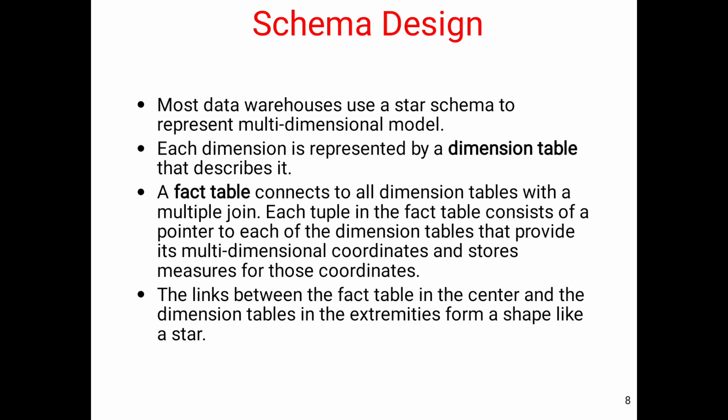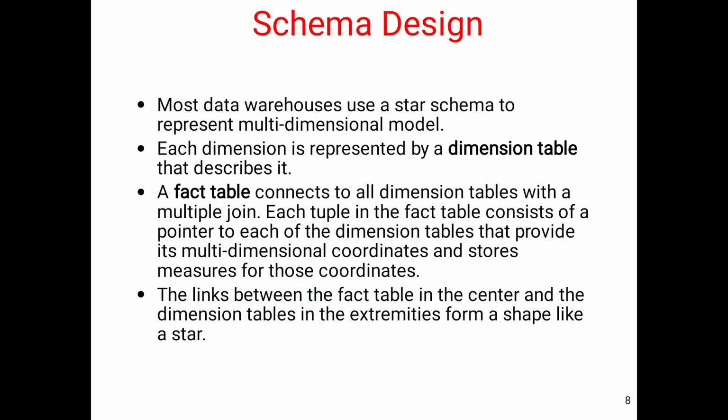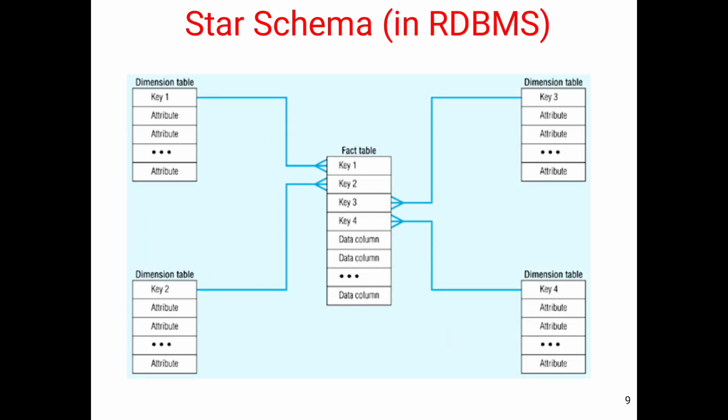We represent the fact table as the center, and we connect it to the dimension tables. This is a star schema. Coming to the star schema, this is a star schema. The link between the fact table in the center and the dimension tables connected with the help of the fact table. We see that the shape comes out as a star schema.